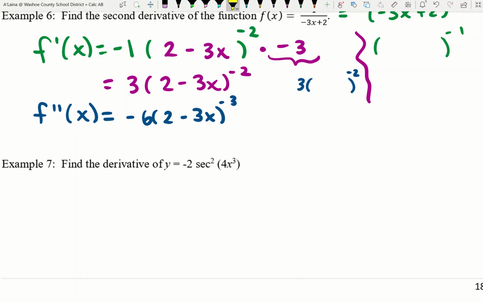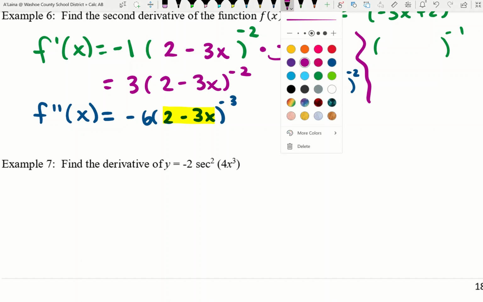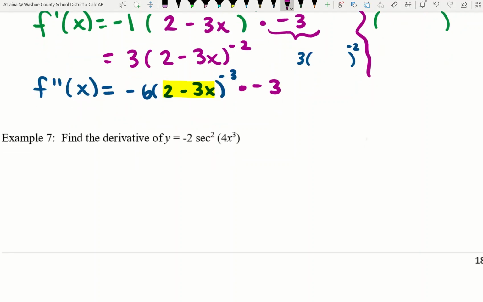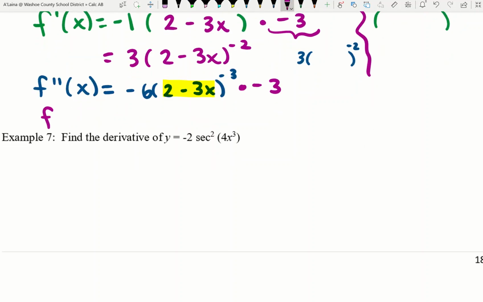Notice that the base here stayed the same. That's the inner function, and I have to multiply this by the derivative of the inner function, which is another negative 3. So the final answer here, on the numerator, I would get a positive 18, and when I move the negative power down to the denominator, I'd have 2 minus 3x all raised to the third power.